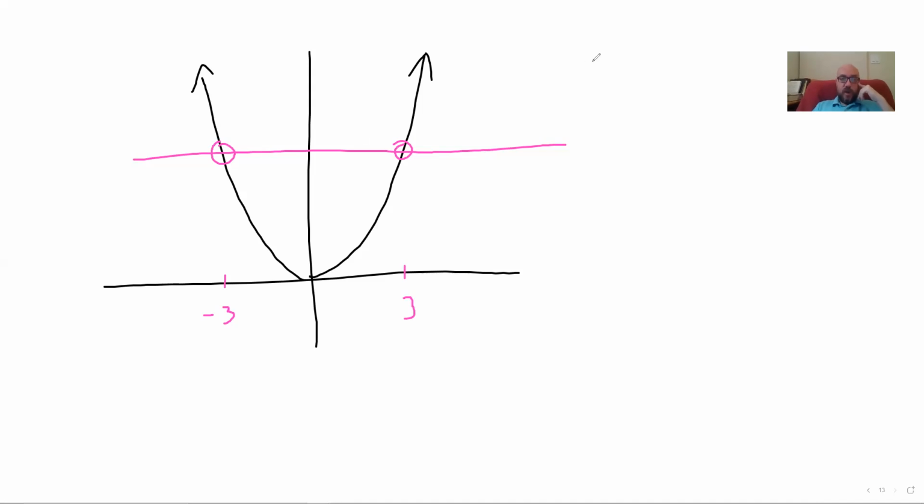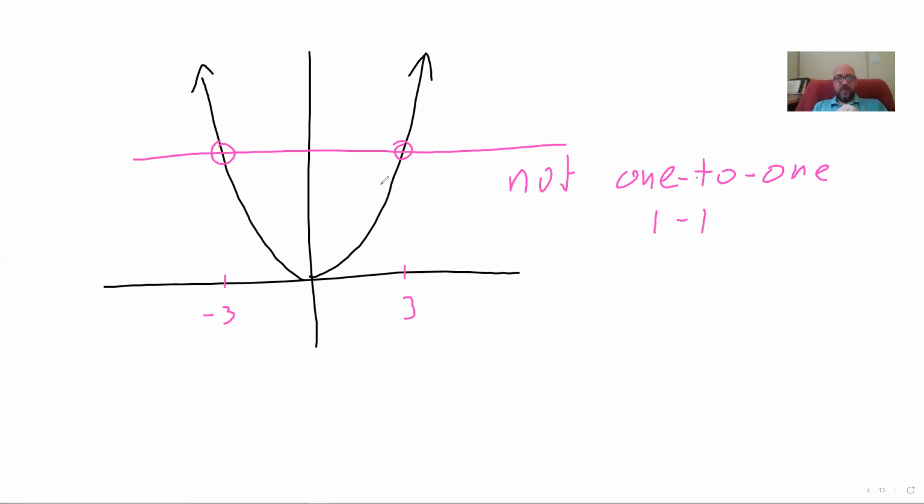A function that doesn't have this property is called one-to-one. So x squared is not one-to-one. Also written like this. And so what that means is that x squared does not have an inverse function. Do not interpret that as meaning that x squared does not have an inverse, because it does. It's just that its inverse is not a function. So the inverse of y equals x squared is x equals y squared.